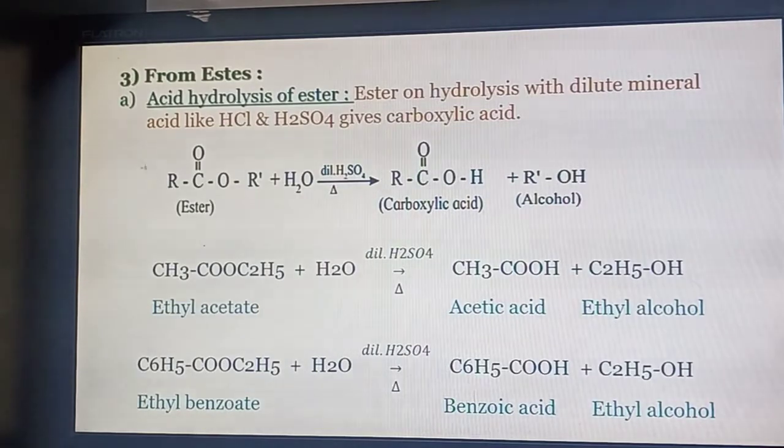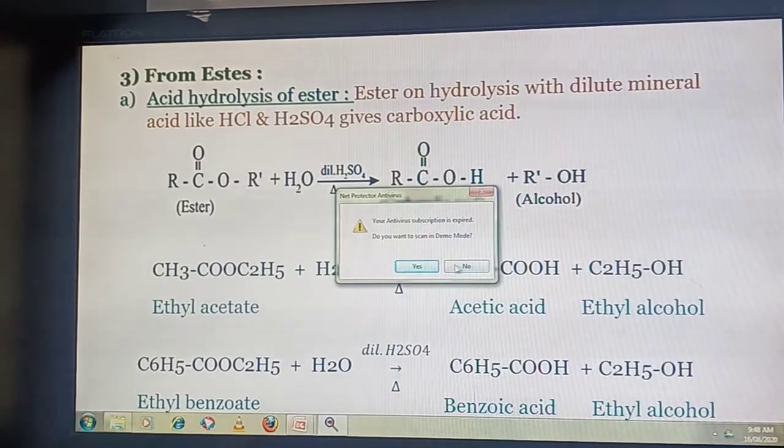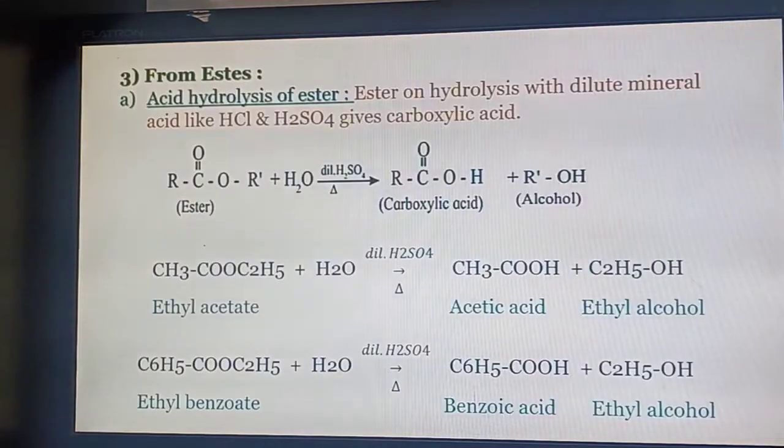Next method is from ester. So in this ester, first is acid hydrolysis of ester. Ester on hydrolysis with dilute mineral acid like HCl or H2SO4 gives carboxylic acid. So ester on this acid hydrolysis with dilute HCl and H2SO4 gives carboxylic acid.